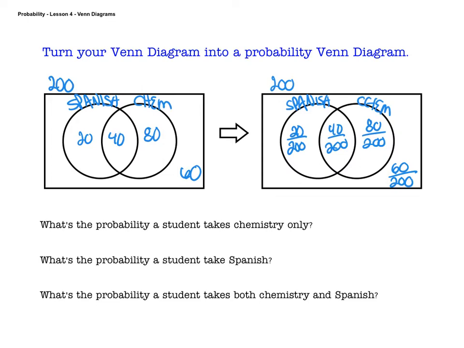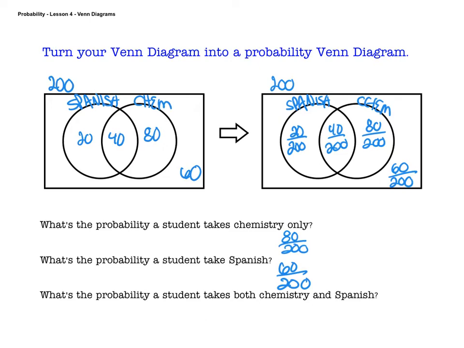And now it's easy to answer the questions. What's the probability that a student takes Chem only? 80 out of 200 is Chem only. Probability a student takes Spanish, that's both of them together. That's that whole circle. Everyone that lives in this circle takes Spanish. So you add up the two probabilities together.